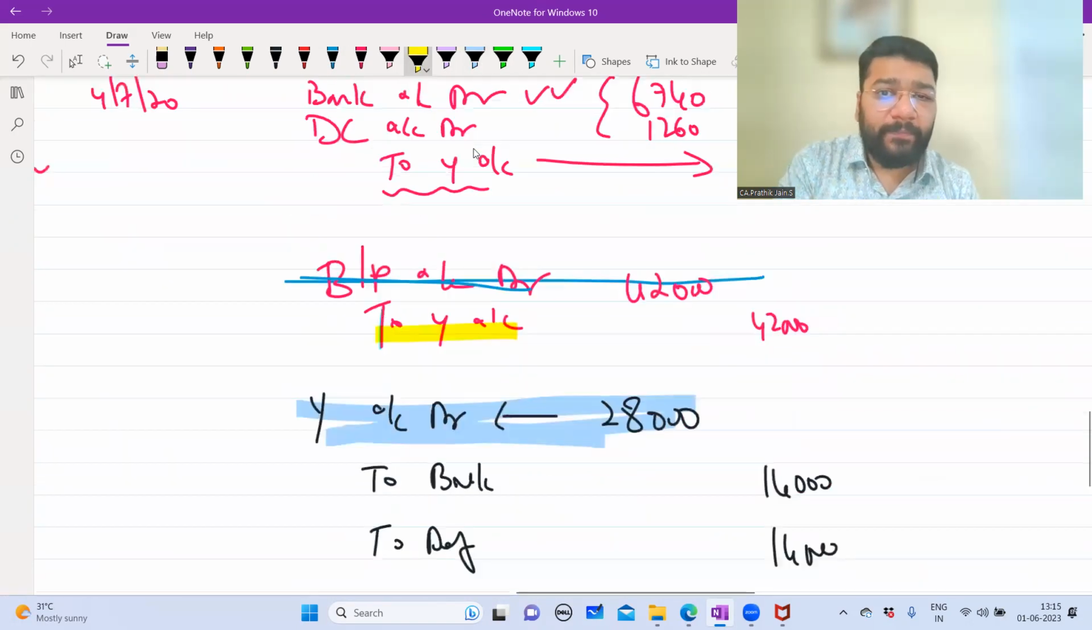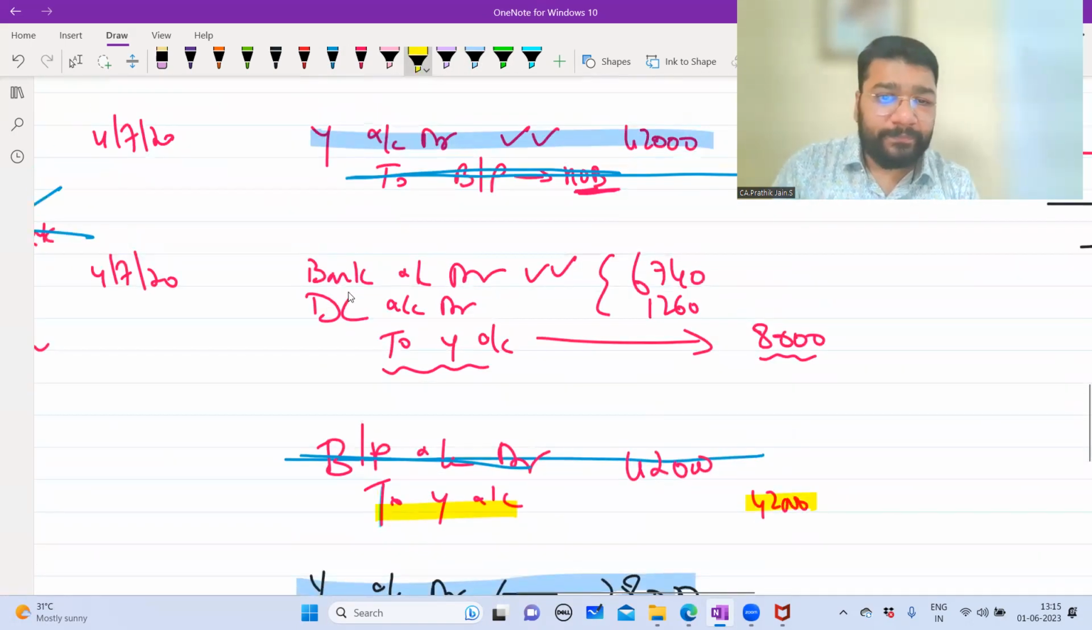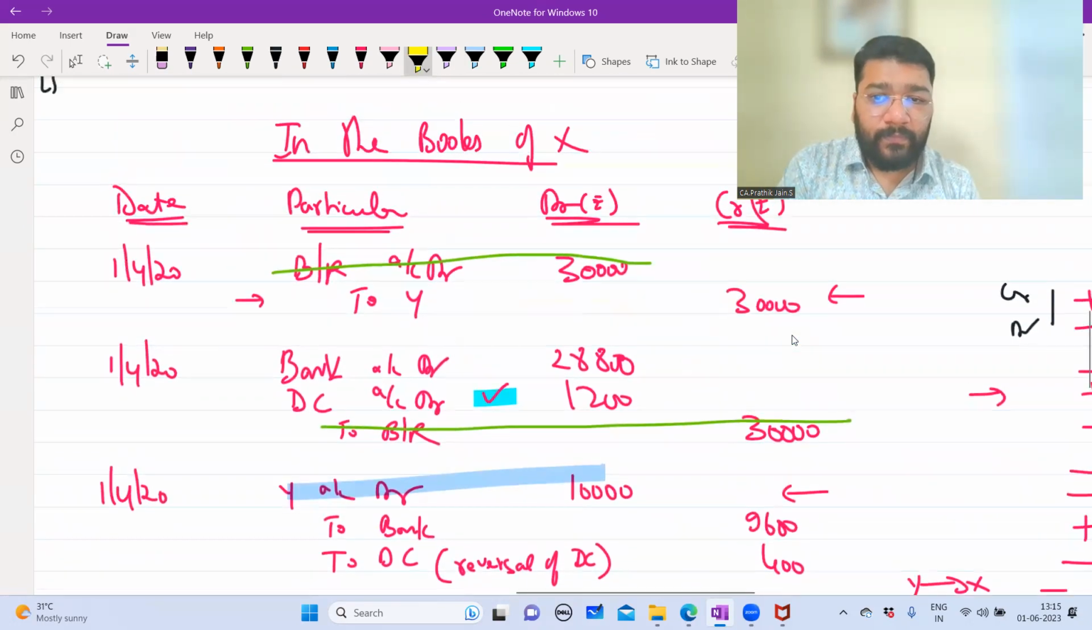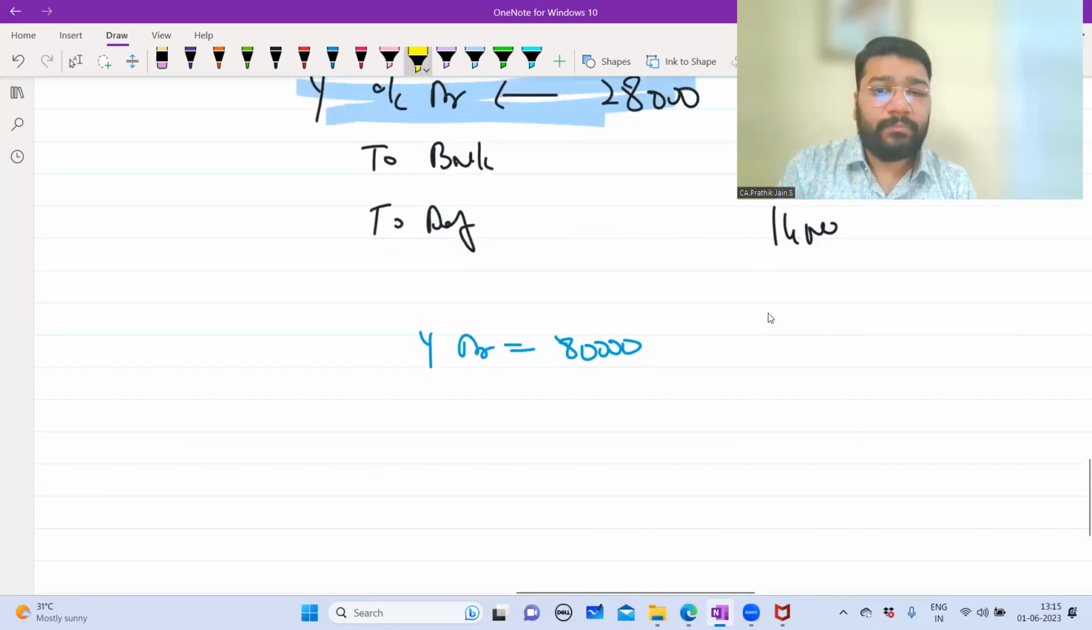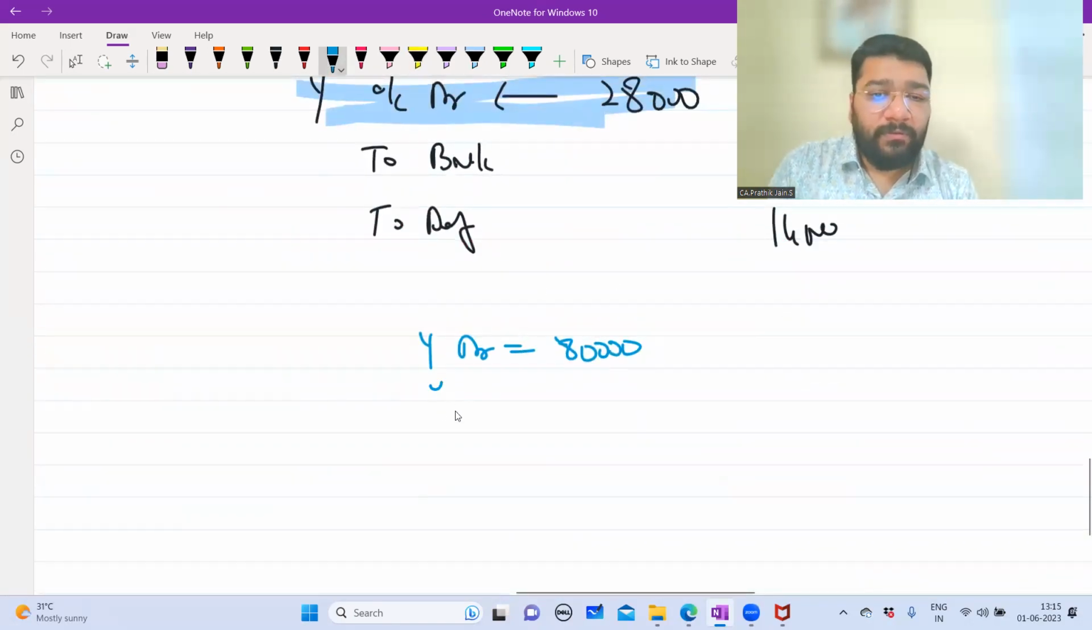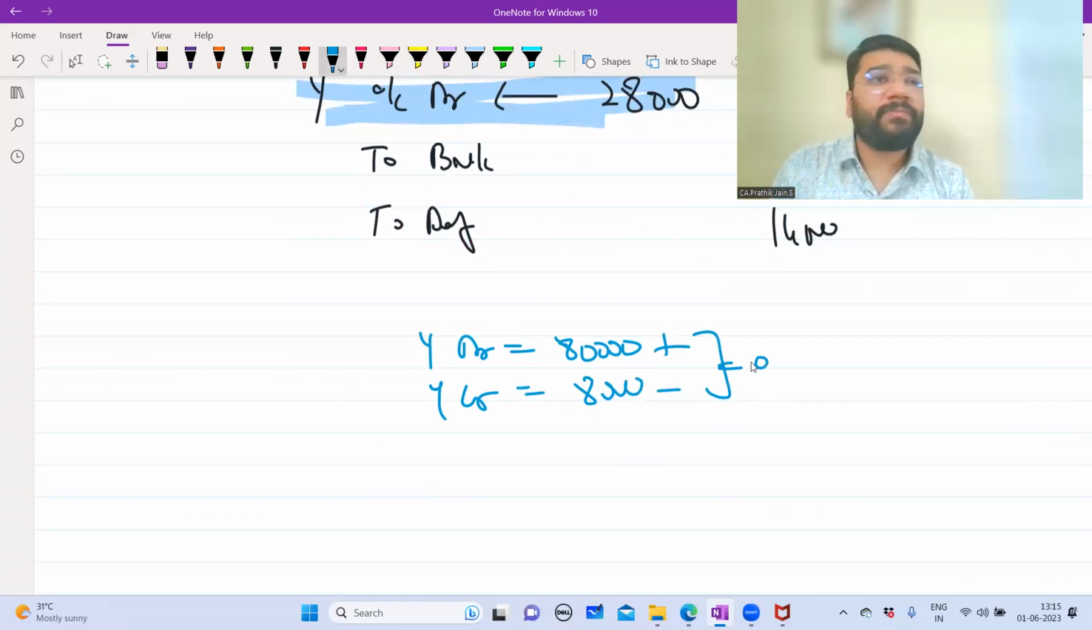So here if you see Y, 42 credit. Y, 8,000 credit. Y, 30,000 credit. How much? Y's total credit is 80. So plus minus balance is 0. So Y account also closed, guys.